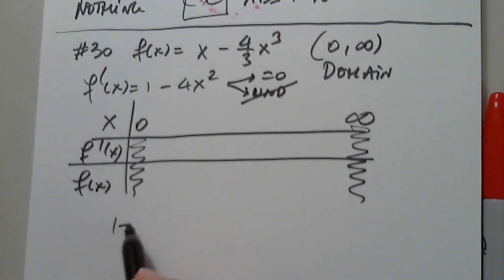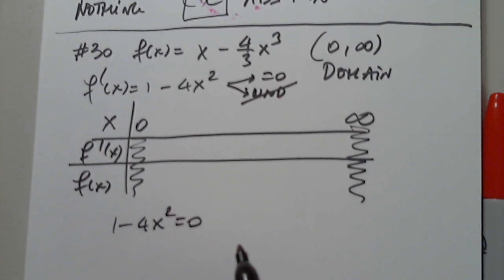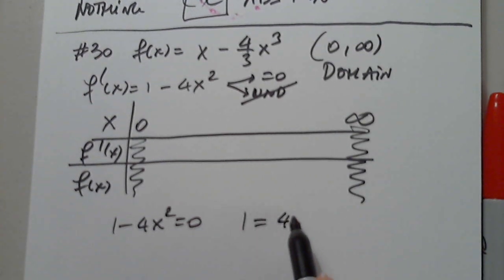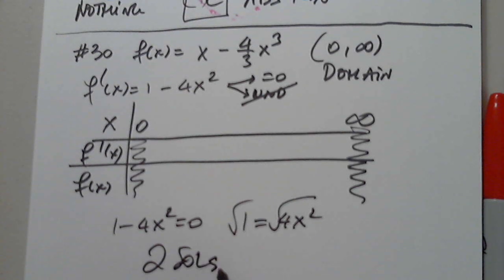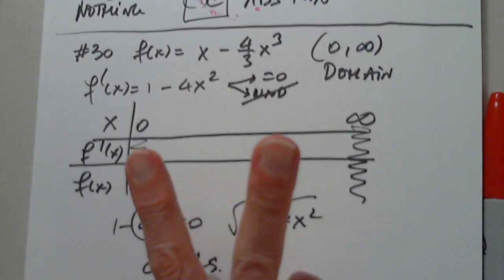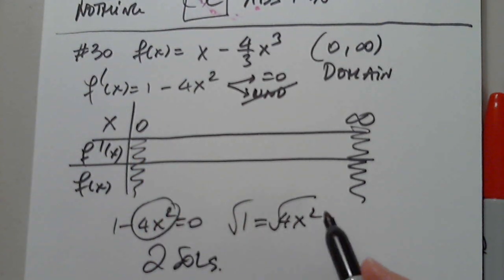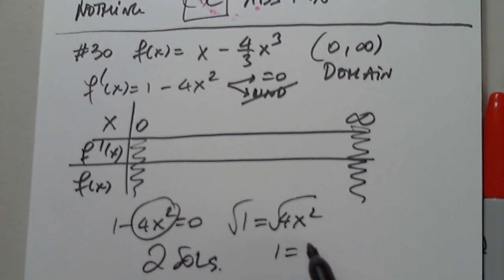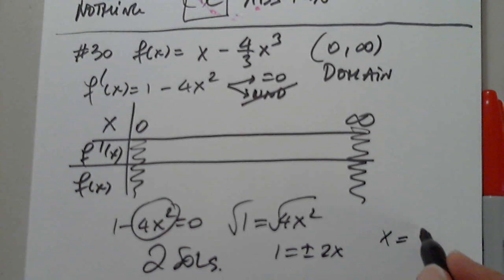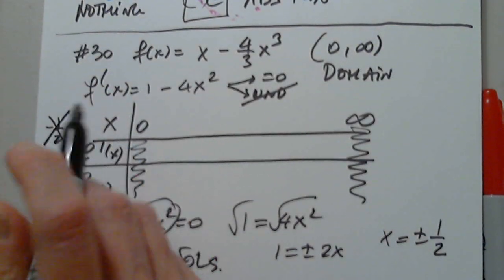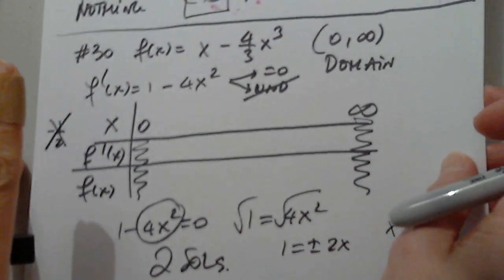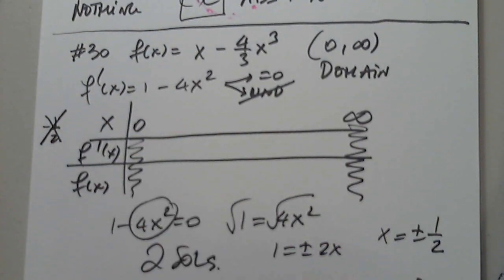And for this, 1 minus 4x squared equals 0. It's 1 equals 4x squared, and we have to take the square root. Remember, two solutions because the degree is 2. So when we take the square root, we get 1 equals plus or minus 2x, or the other way around. It doesn't matter. So x equals plus or minus 1/2. But negative 1/2 is not in the given domain, so I cannot put it in. I can only put in 1/2, and I have 0.